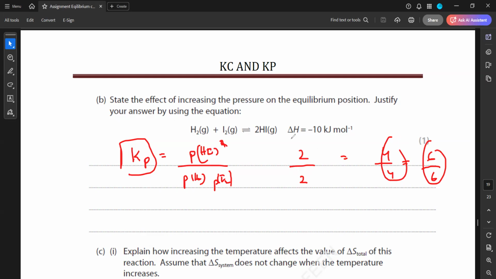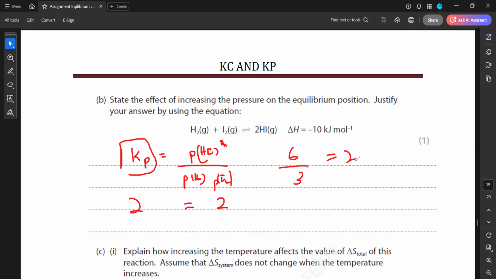So the value of the mole fraction does not change because we have an equal number of moles of reactant and product for the gaseous moles. So the mole fraction remains the same. That's why the pressure won't affect the equilibrium. So if the value of the Kp was 2, and initially the mole fraction was also 2, now if we double the pressure, this might be 6, this might be 3, so the mole fraction remains 2. If we triple, this might be 18, this might be 9, so it will remain 2. So the mole fraction remains unchanged.